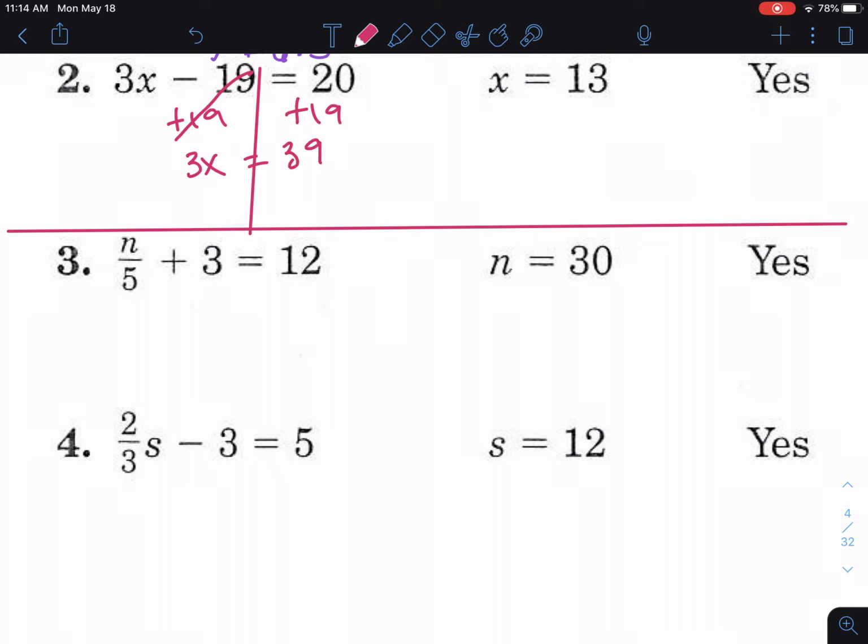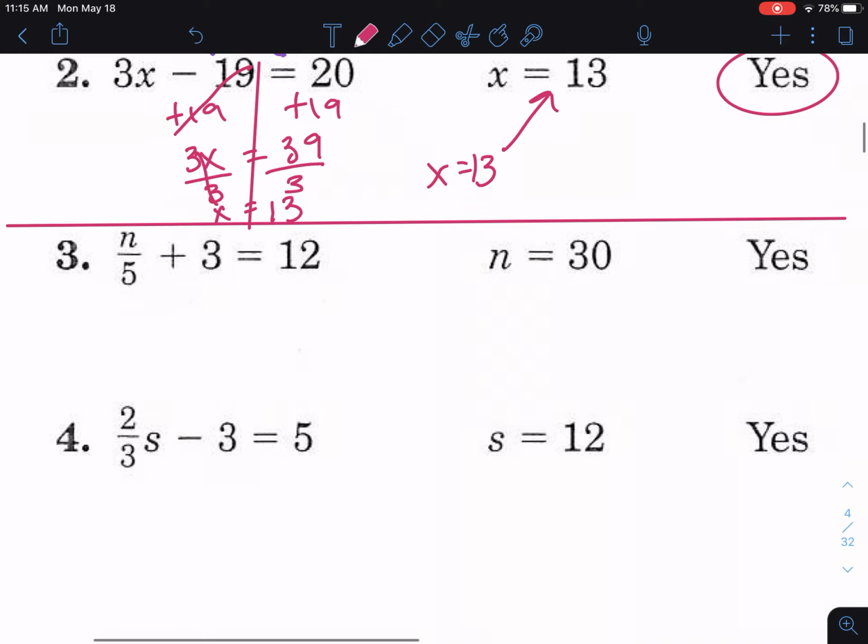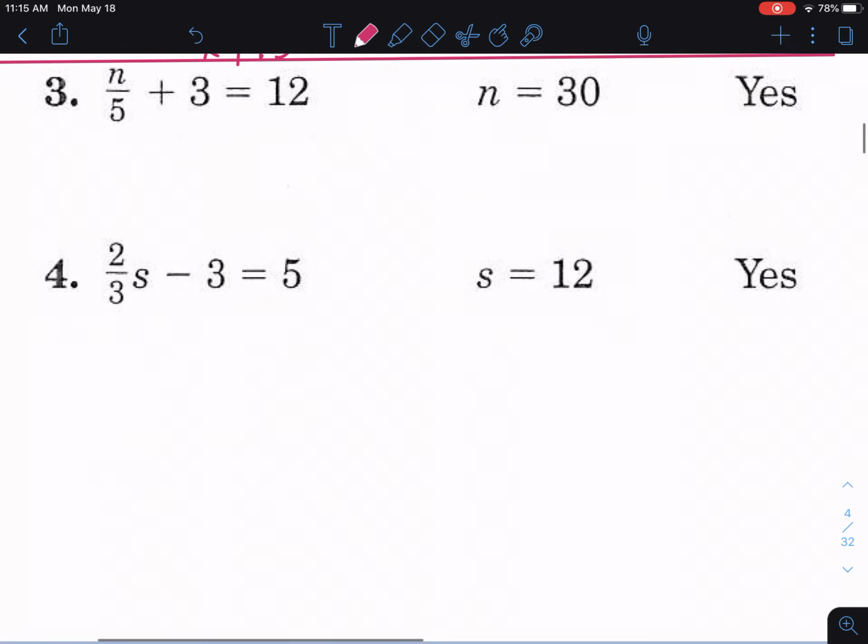So now we have 3x equals 39. And remember, 3x is the same as 3 times x. So we're going to do the opposite of multiply, which is divide. Divide both sides by 3. Then we're going to have x equals, so now you have 39 divided by 3. Do that in your calculator. You should get 13. X equals 13. And yes, they're the same. So right here, you're going to circle yes. Very good.